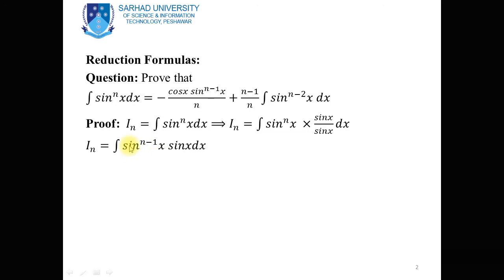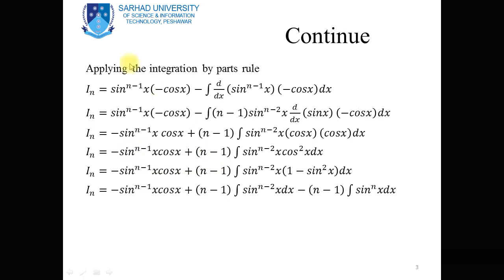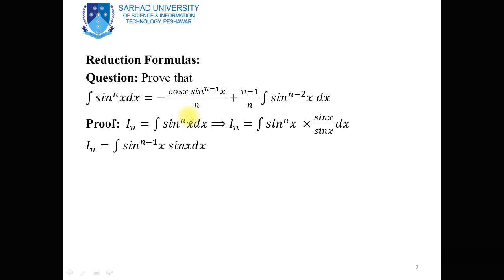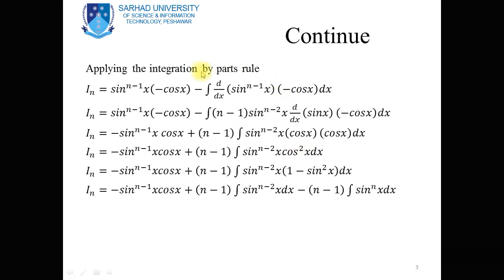Now, to integrate this expression we use the integration by parts formula, which we have already learned. In these two functions, one will be the first function and the other will be the second function. Suppose sine x whole power n minus 1 is the first function. Then the integration of the second function: in this expression sine x is the second function, so the integration of sine x with respect to x is minus cos x.